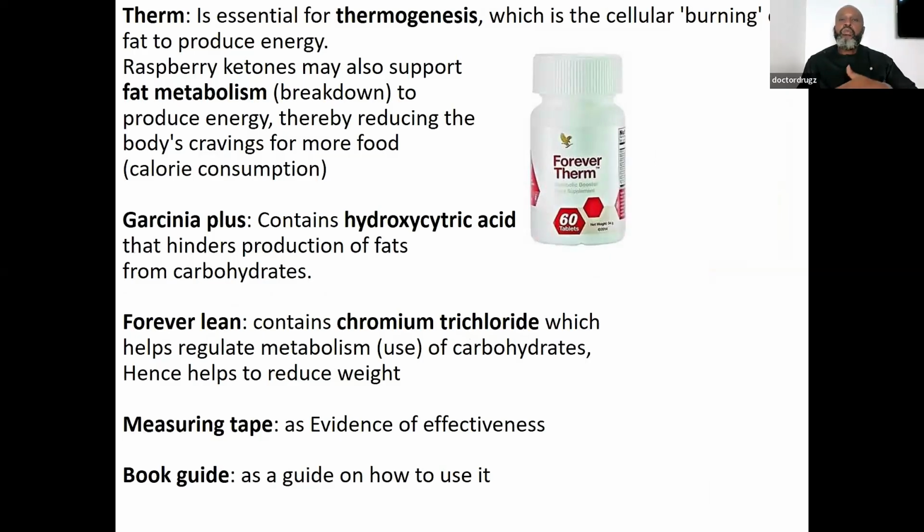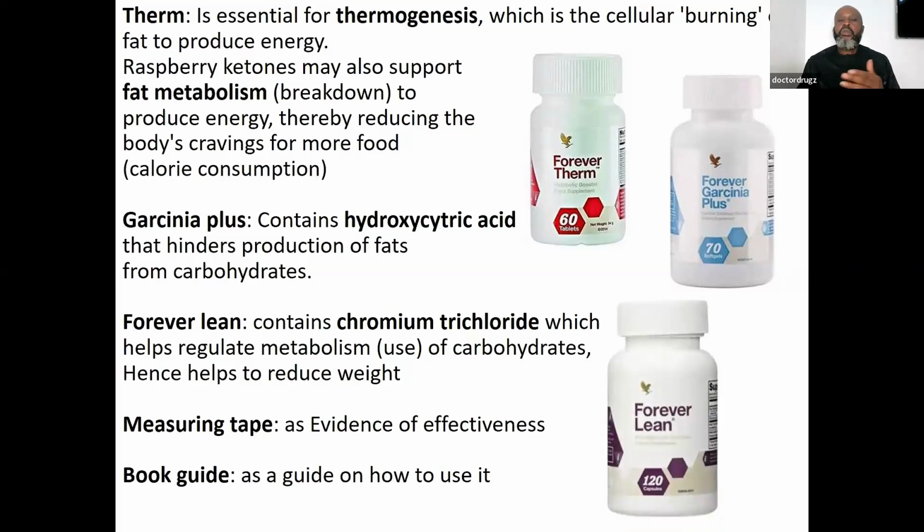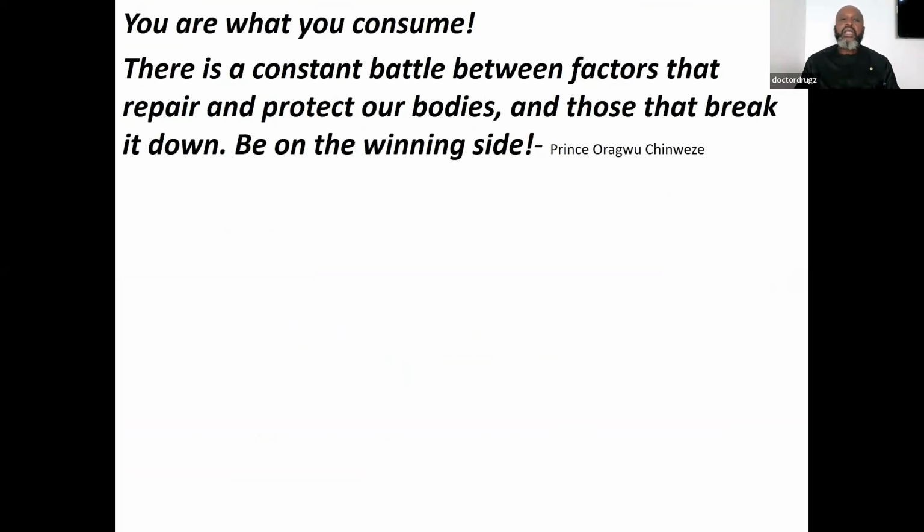This is the thermogenic substance we talked about. It helps to burn fat and produce energy. That's the hydroxycitric acid we said prevents conversion of carbohydrate to fat. This contains chromium trichloride. I usually give it to patients that I'm trying to wean off overeating, especially after they've undergone the C9 program. Usually tape is there, it's a good guide. And I'm going to leave us with this.